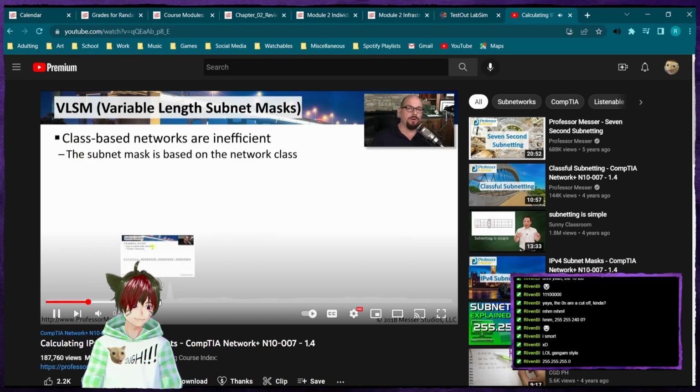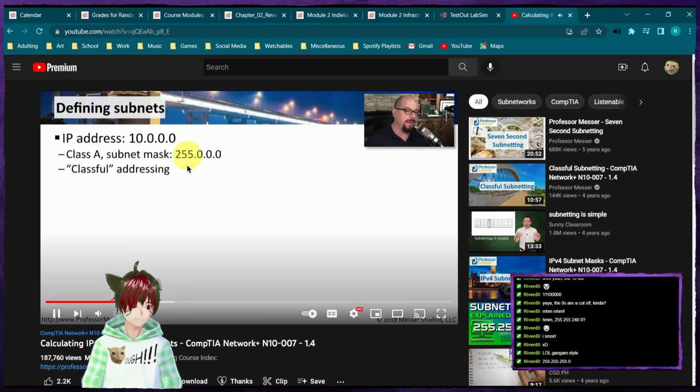As we saw in some of our earlier examples, a Class A subnet mask is perfect for our network.